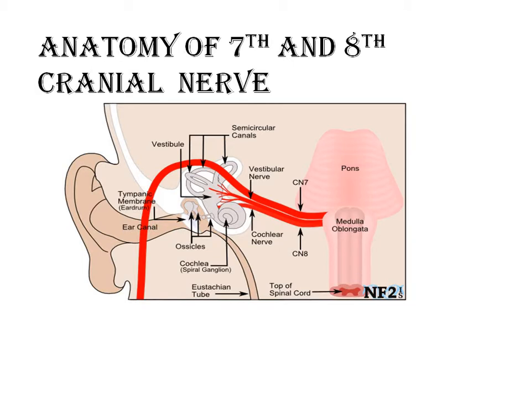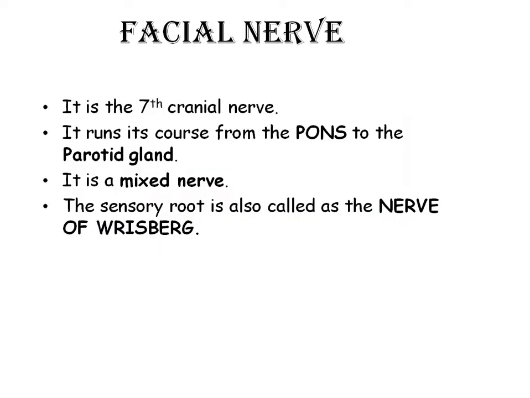Anatomy of the 7th and the 8th cranial nerve, the facial and the vestibulocochlear nerve. Well, the facial nerve is the 7th cranial nerve. It runs its course from the pons to the parotid gland. It is a mixed nerve. The sensory part is also called the nerve of Wrisberg.